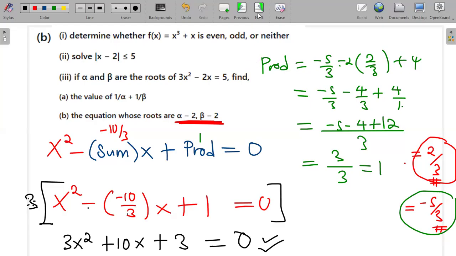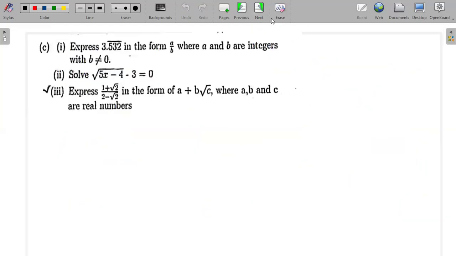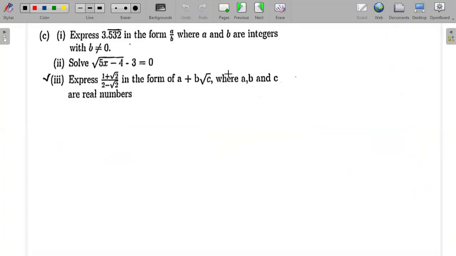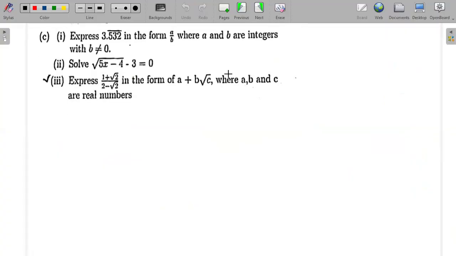All right, so let's move to part C. Part C is on expressing repeating decimals in the form of a fraction. Again, the tutorial sheet has been solved. It's there on the website with more practice questions, so you can check it out.